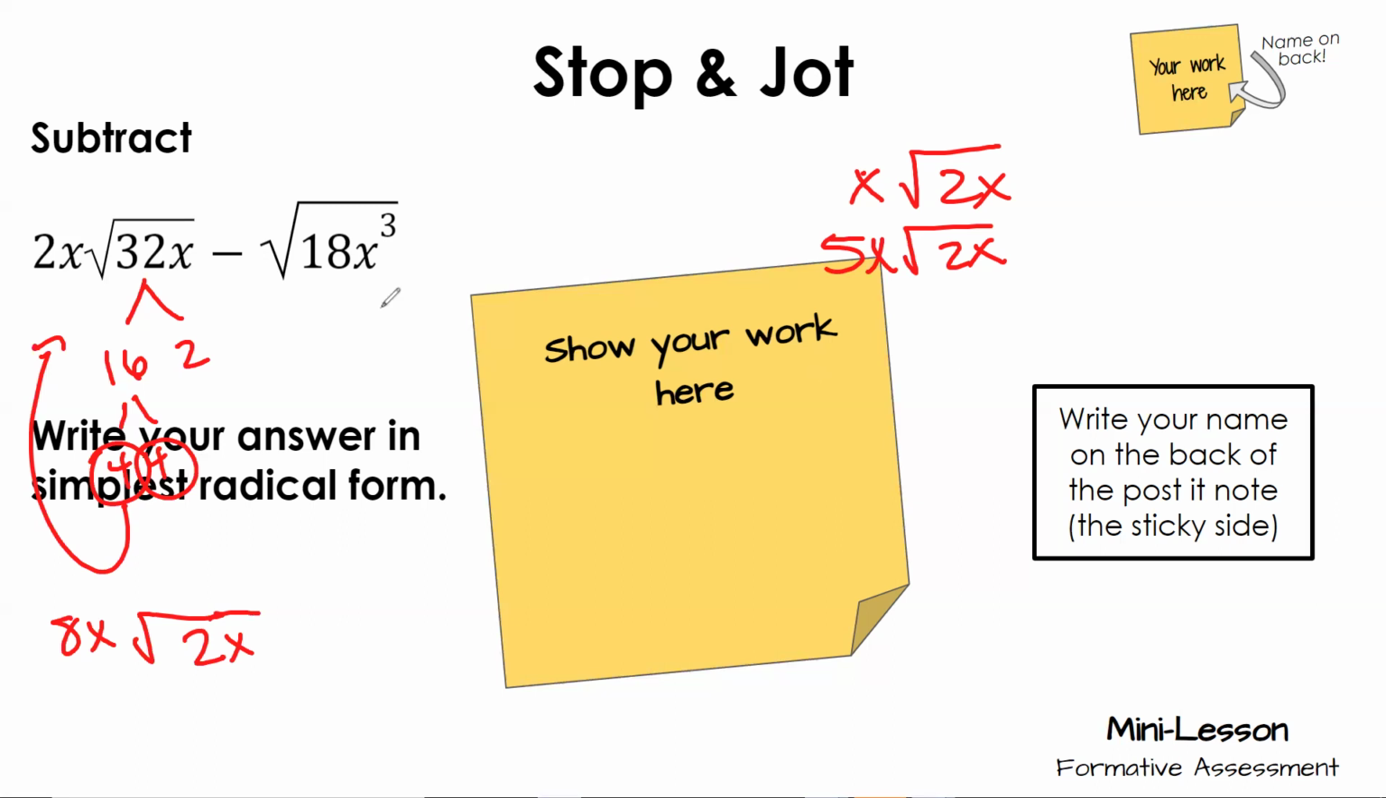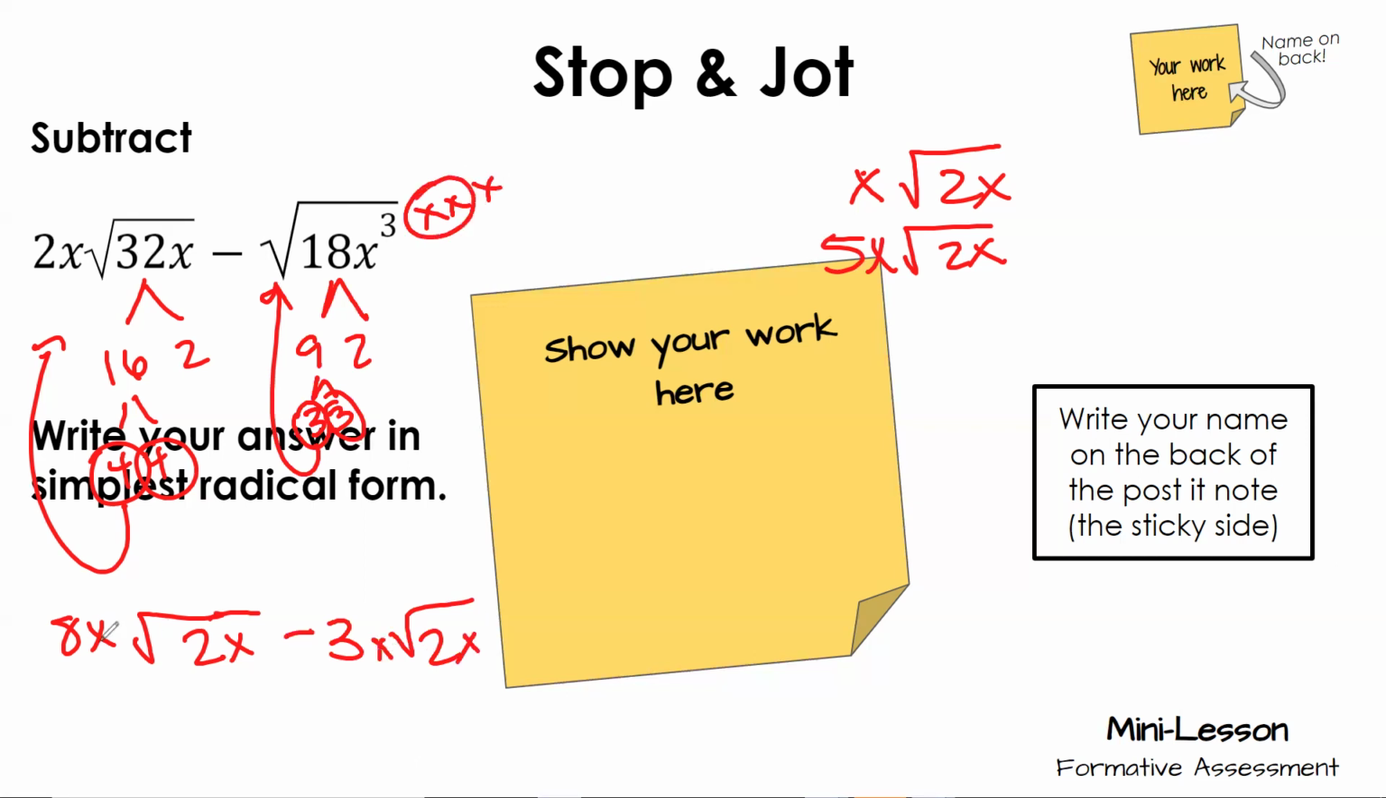On this one, we got 9 and 2. So that broke down into 3 and 3. So we're going to pull that out to the front. And so that's going to give me -3 square root of 2. I've got 3 x's. Here's a group. Here's another. When I simplified, I got 5x square root of 2x.